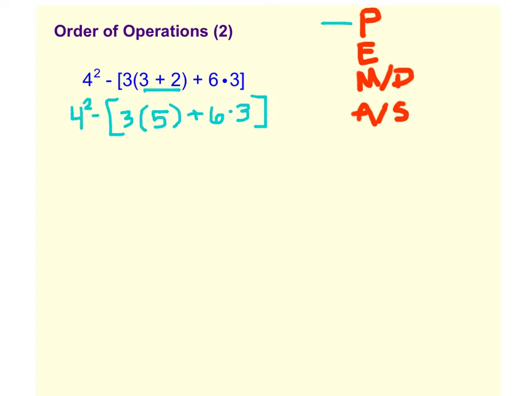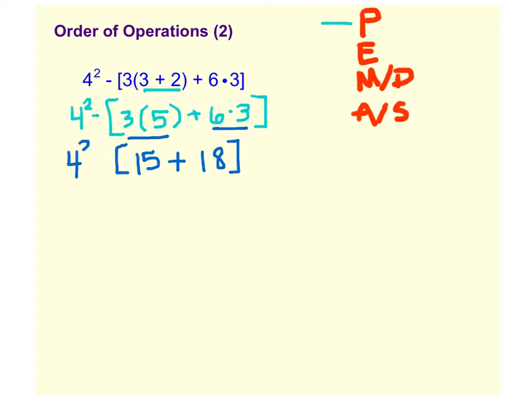So we are working on the parentheses right here, and this set of brackets is just like another set of parentheses. So I'm going to keep working on all of this in here before I deal with that 4 squared. So inside the parentheses, we've got multiplication here and multiplication here. We're going to work left to right with this. So first we'll do this 3 times 5, and we get 15. Bring down your plus sign, and now we can go ahead and do 6 times 3 and get 18.